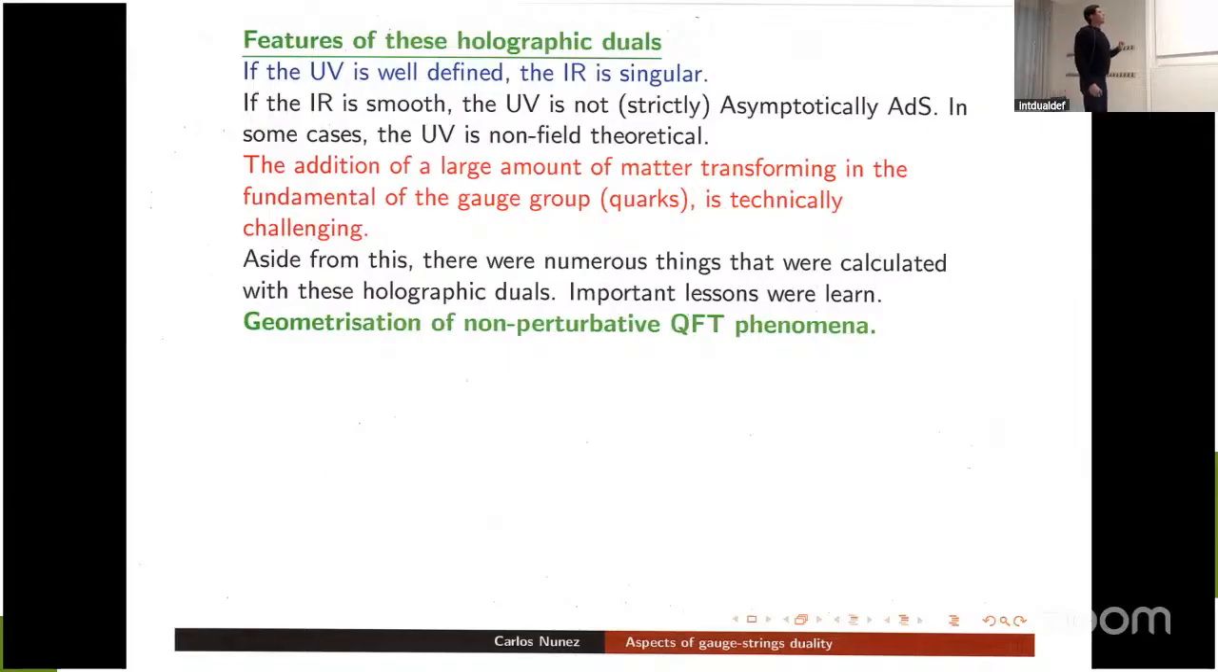But there is another disadvantage, that is the addition of a large amount of matter quarks, namely matter transforming in the fundamental of the gauge group, is not impossible, but technically very challenging. But aside from these disadvantages, many things were calculated with these holographic duals. Some important lessons were learned, and mostly the interest of these lessons is that we have a geometric picture of certain non-perturbative phenomena in quantum field theory. Okay, so let me stop here for some questions and to drink some water.